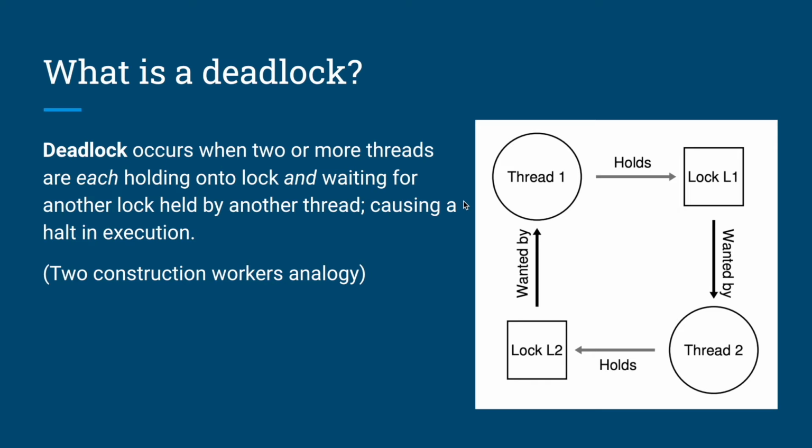Let me give an example of deadlocks. Consider we have two construction workers and there is a drill and a leveler. Worker A has the drill and worker B has the leveler. Both workers need both the tools in order to finish their current task. However, neither of them is willing to give up their current tool for the other, preventing both workers from finishing their job.